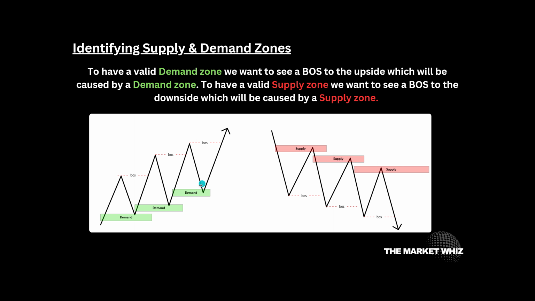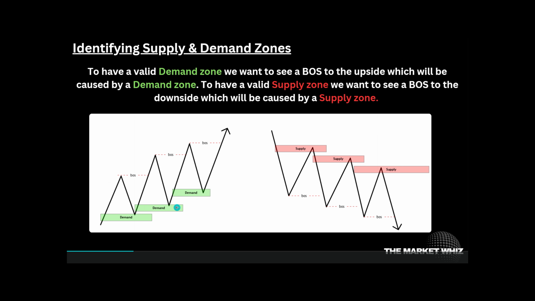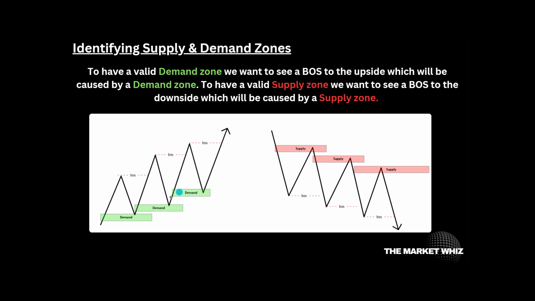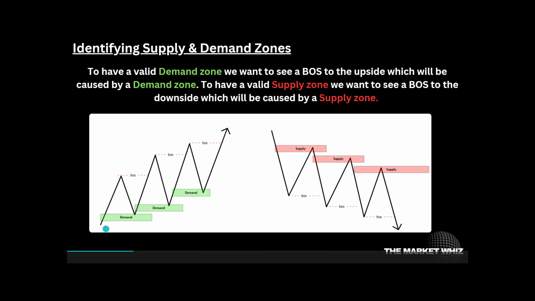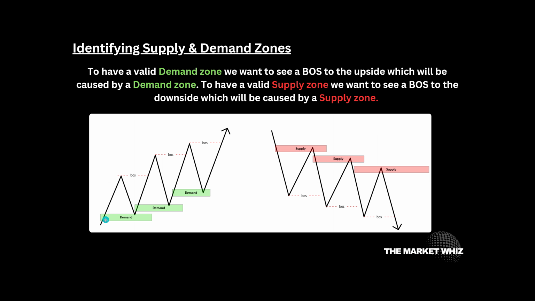When we look at demand, look at this. We've got demand here, demand here, demand here. How do we know these are demand levels? What did this demand cause? Look at these examples. Every single demand caused a break of structure. That tells us there is good buying pressure in these areas. So you will see time and time again, price will come down to these areas to then rally off again.